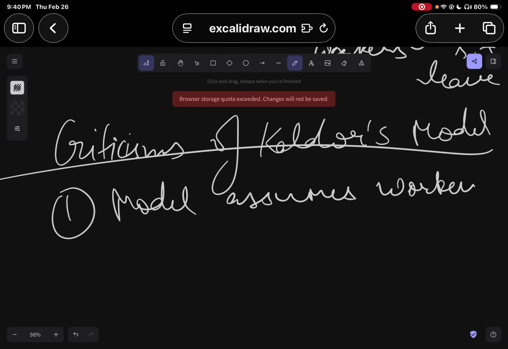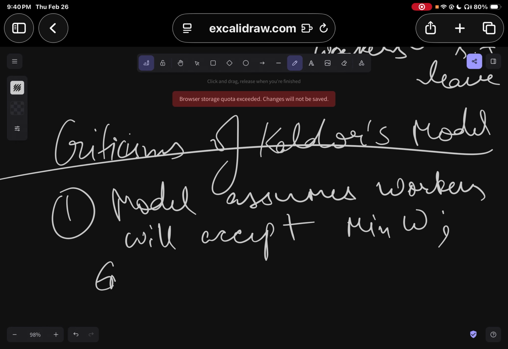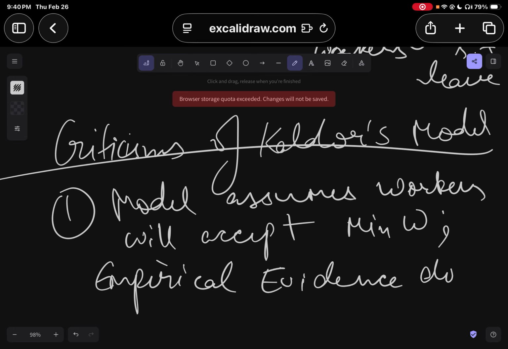workers will accept minimum wage. Empirical evidence does not support it.